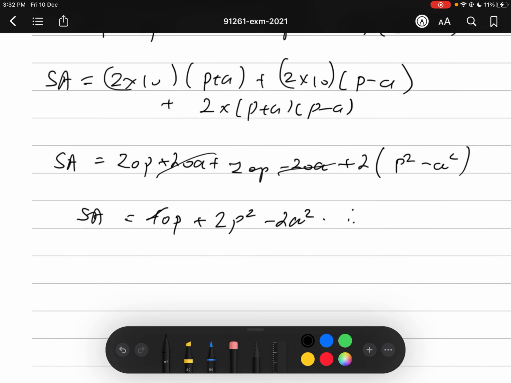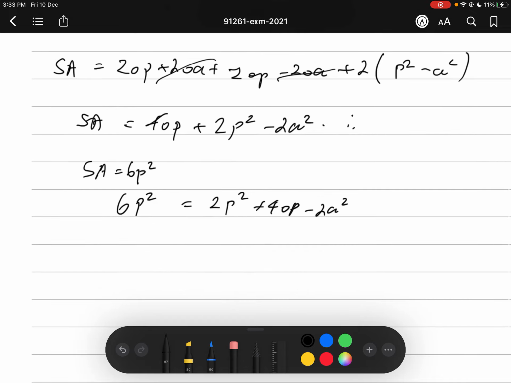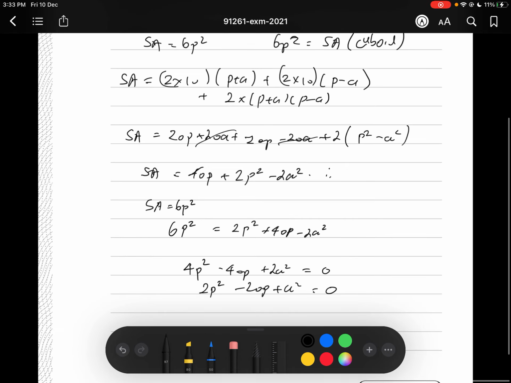And then we say that the surface area is equal to 6p squared. So 6p squared equals 2p squared plus 40p minus 2a squared. And then 4p squared minus 40p plus 2a squared equals 0. And if we divide by a common factor, which is 2, we'll have 2p squared minus 20p plus a squared equals 0, which is our target expression.